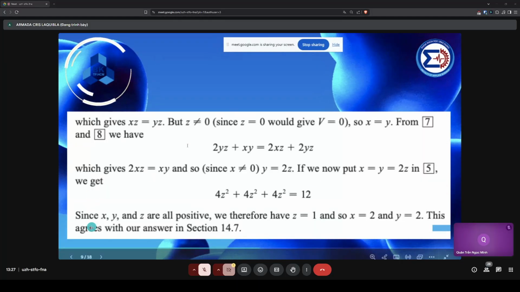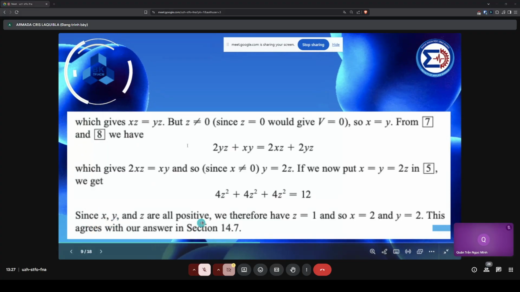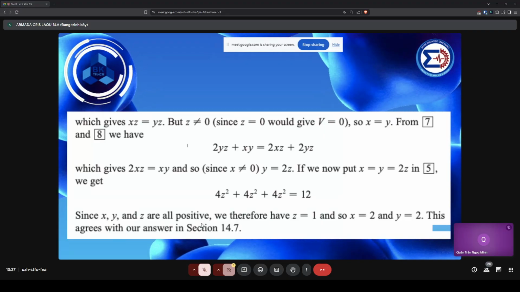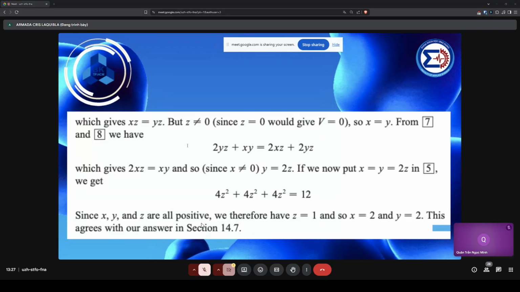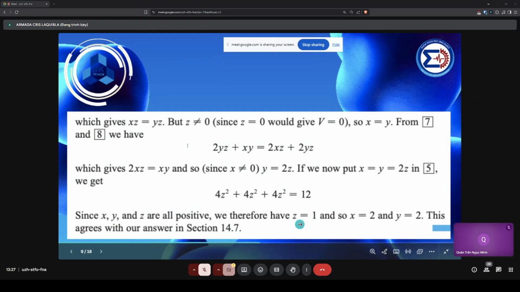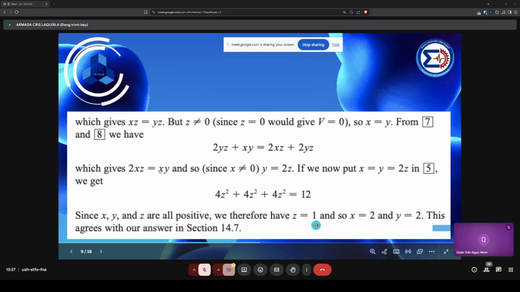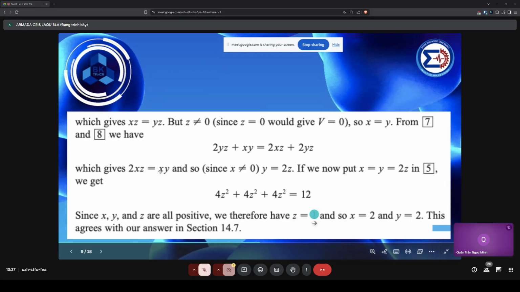Now, there's a reason here. Since your x, y, and z are all positive, why are they all positive? Because we are referring, class, to the length of the box. There is no negative length. So that is why, instead of having positive and negative 1 for z, we can only pick the positive value for z. So z here is 1.